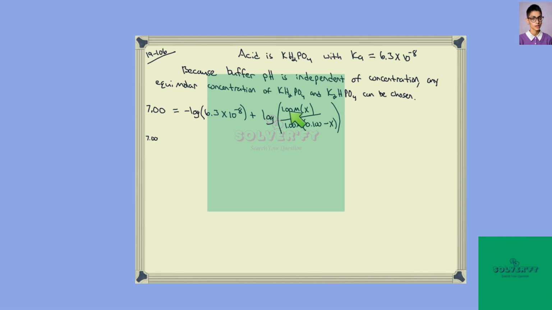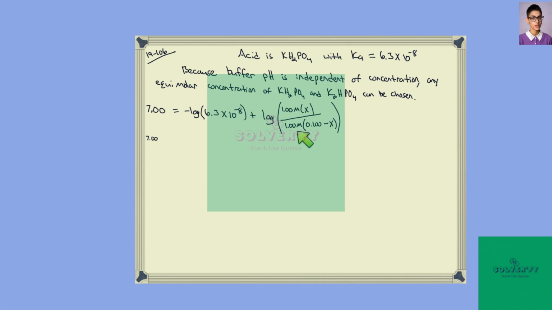So if I am using a solution of potassium hydrogen phosphate, which is my base, that has a 1 molar concentration, then I can determine the moles of that weak base that I have by multiplying by the volume that I added in order to create the buffer, which I don't know, which is X.